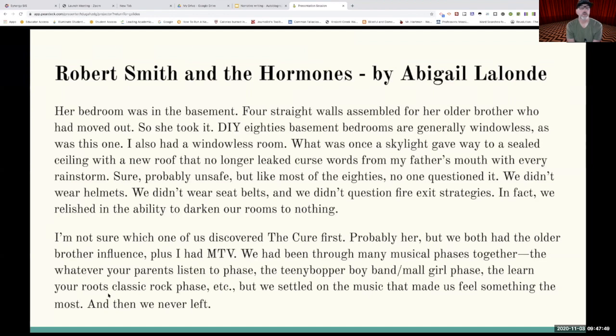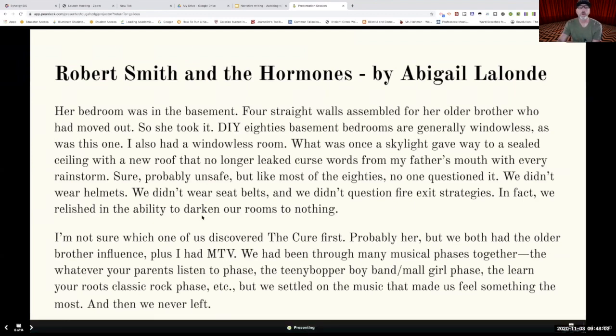But in fact, we relished in the ability to darken our rooms to nothing. So the author here, Abigail Lalonde, she's not using terribly difficult language, she's keeping it to one idea per sentence, but we know exactly where we're at. We're in this windowless basement bedroom.